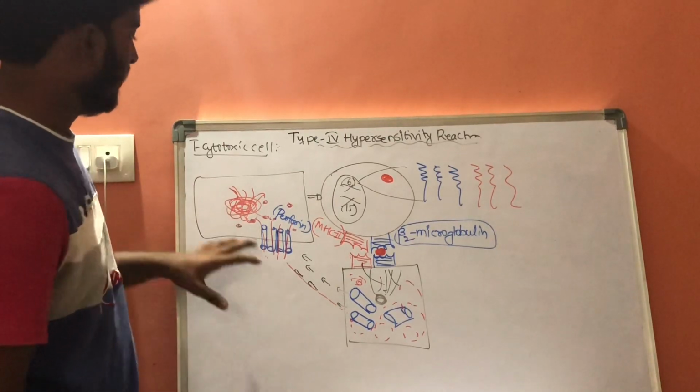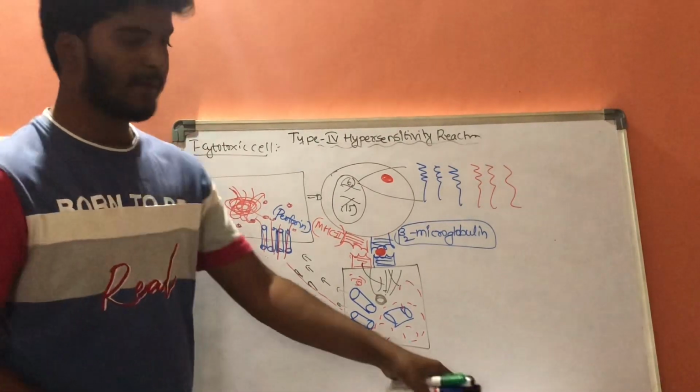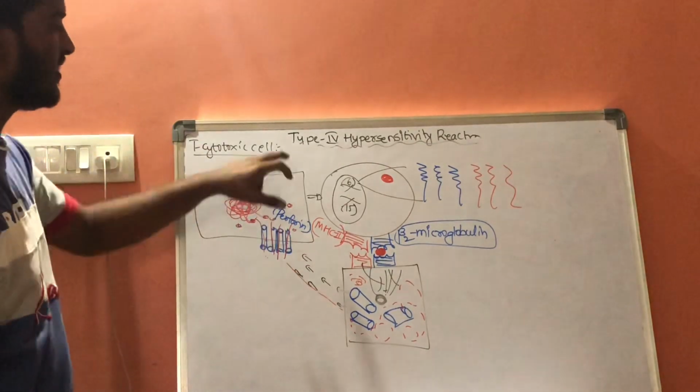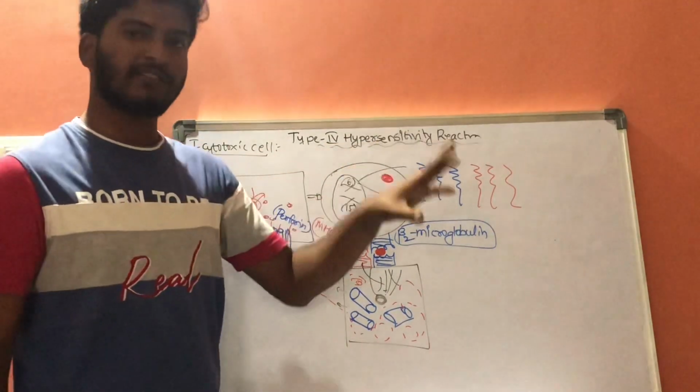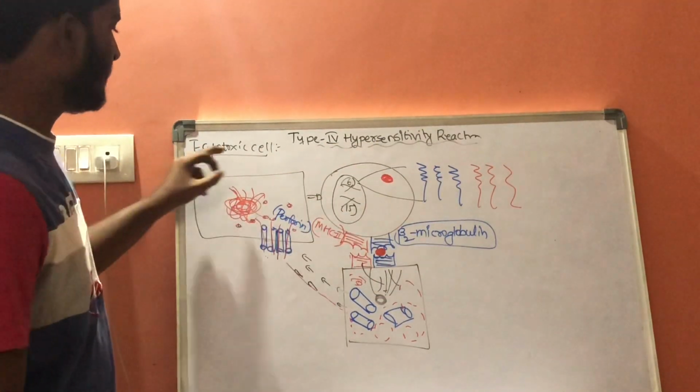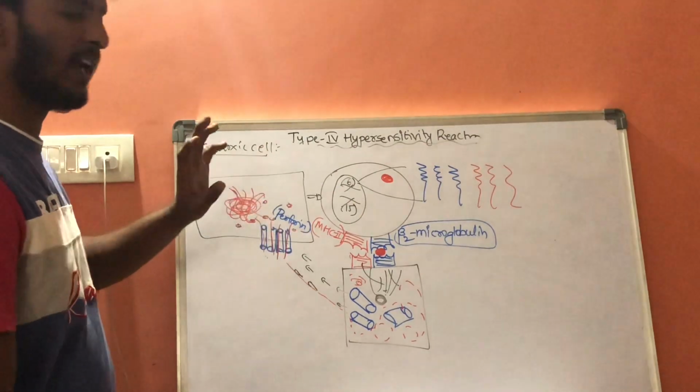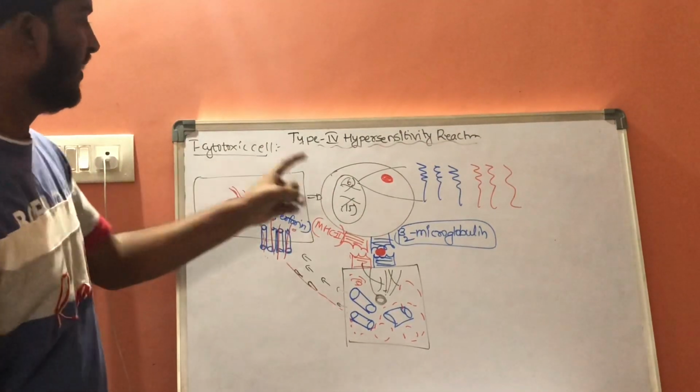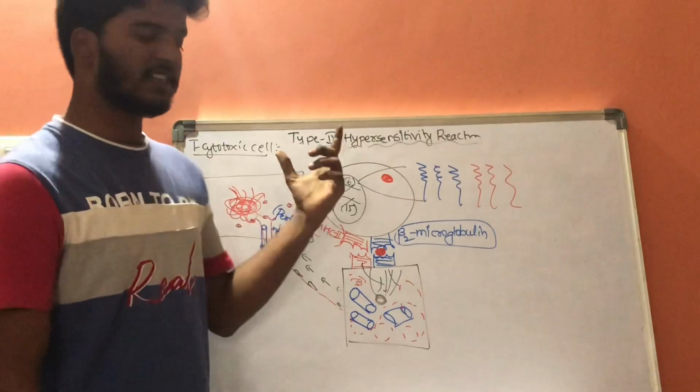So this is called T cytotoxic cell mediated hypersensitivity reactions. These type 4 hypersensitivity reactions are classified into two forms. One is T cytotoxic cell mediated and the other one is delayed hypersensitivity reactions. This is about T cytotoxic cell mediated hypersensitivity reactions.